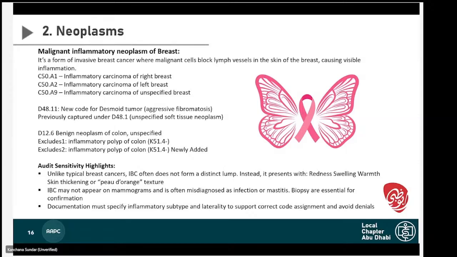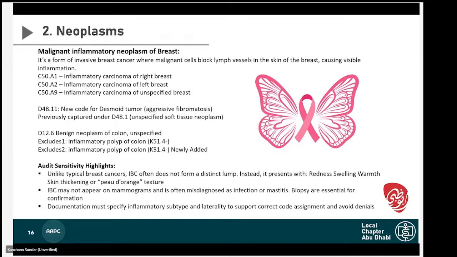And the audit sensitivity highlights with this chapter is typically on breast cancers, where I would like to talk about inflammatory carcinoma of the breast. The signs and symptoms of this are not a lump. That's a huge takeaway from this chapter. So please don't look for only a lump moving forward when you see any samples being collected from the breast and you are finding your document or protocol is marching towards cancer.